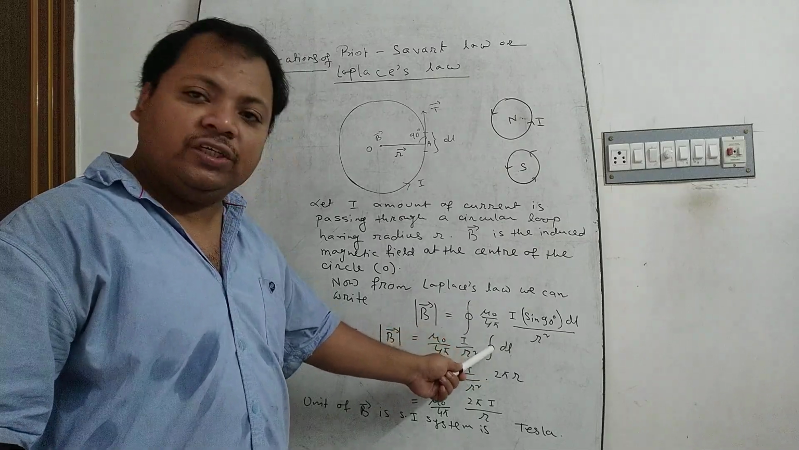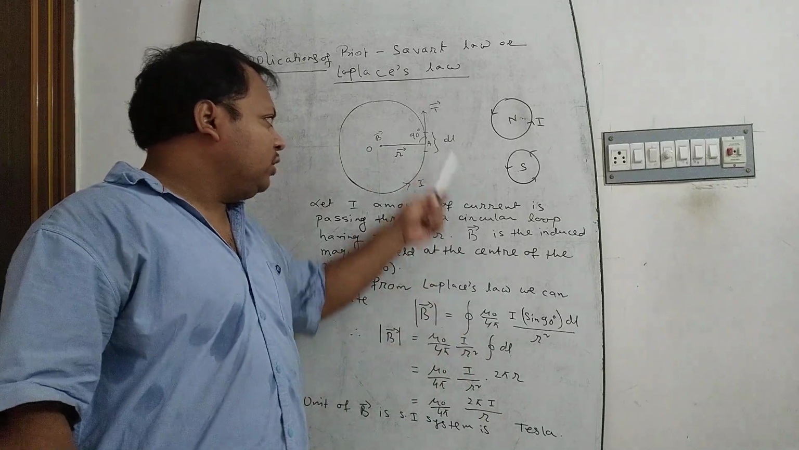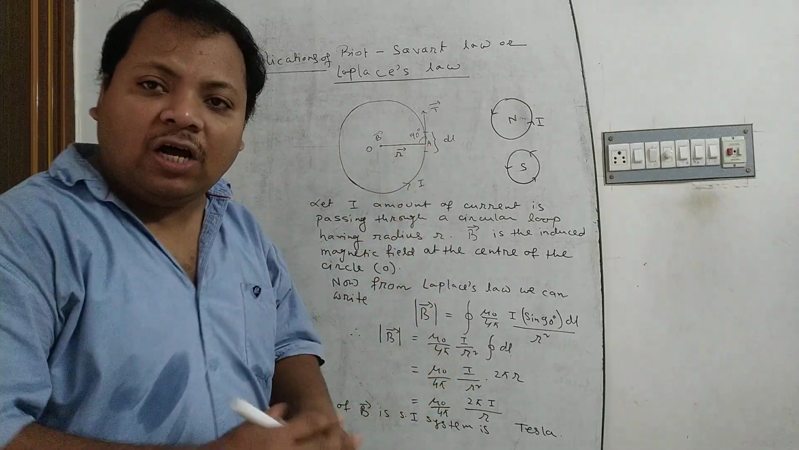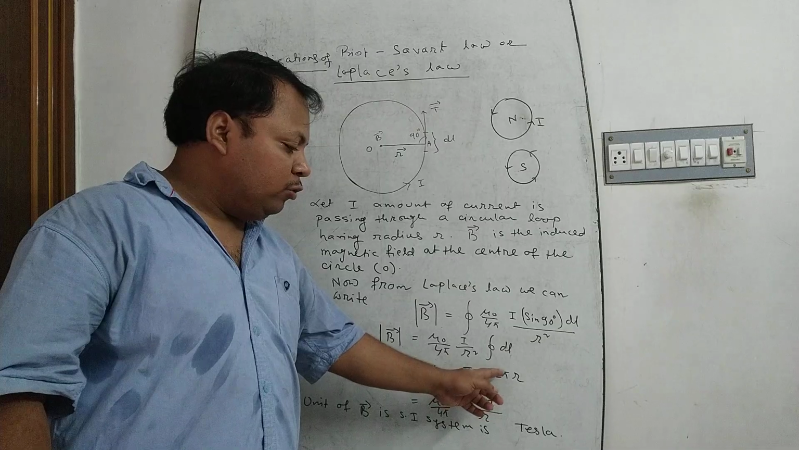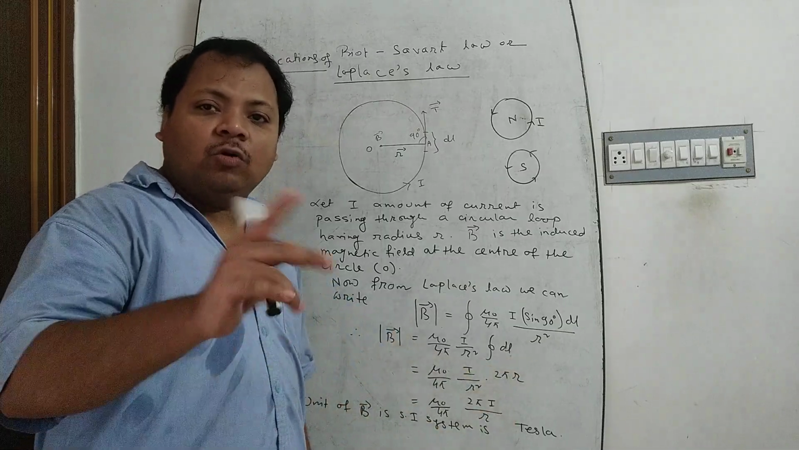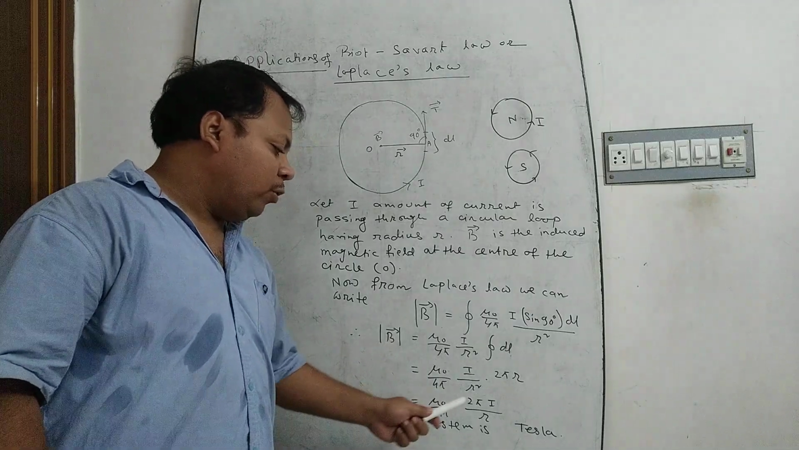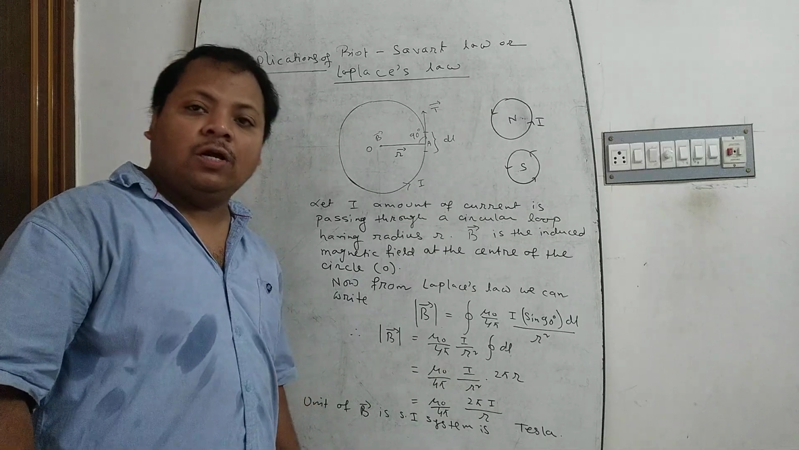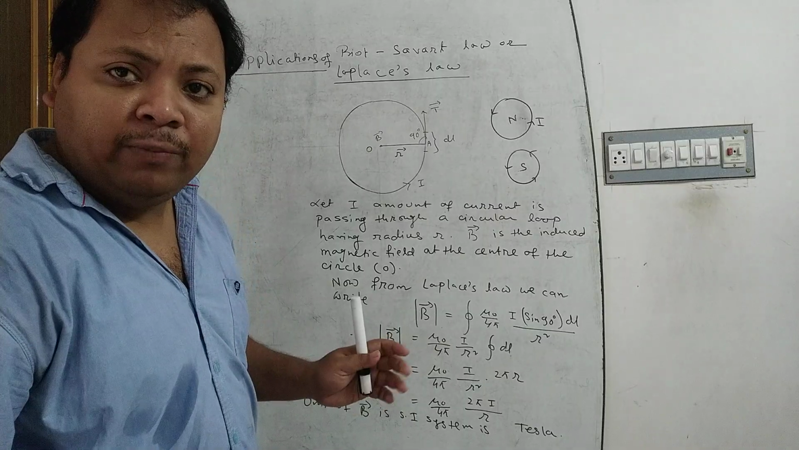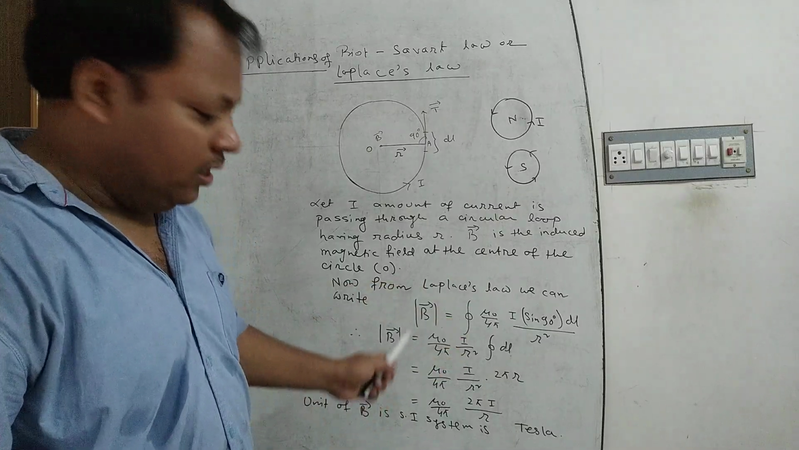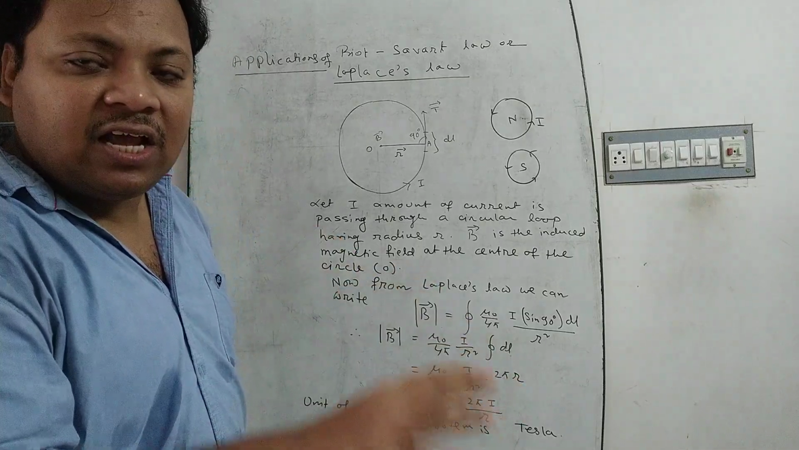This is a closed integration because this is a closed loop. Now you know that closed integration of dl is equal to the circumference of the circle. Therefore, closed integration of dl is equal to 2 pi r. Therefore, mod of B is equal to mu 0 by 4 pi 2 pi I by r. And you also know that the unit of magnetic induction, that is B vector, is Tesla in SI system.